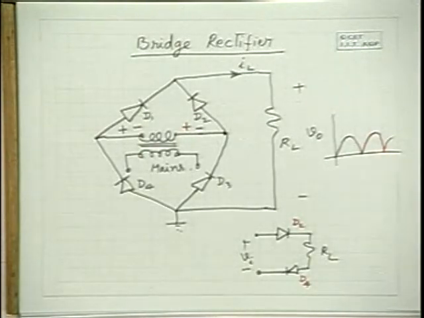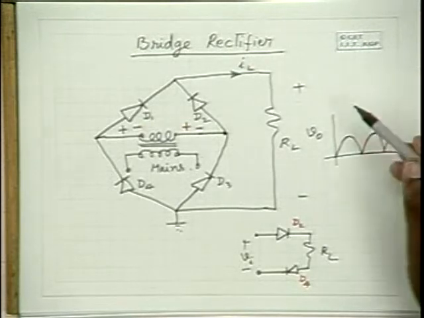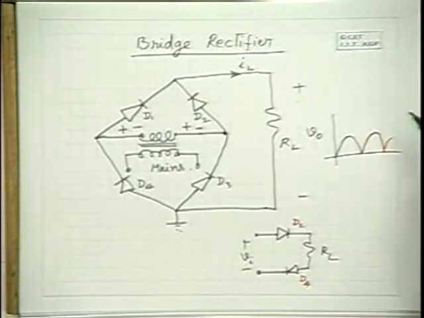And the same analysis which we made for the full wave rectified waveform is applicable. This is applicable when the reverse biased diodes are reverse biased such that the avalanche breakdown doesn't occur. That means the reverse voltage applied across the diodes is less than the avalanche breakdown potential.